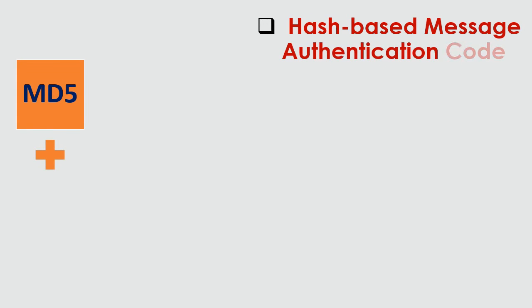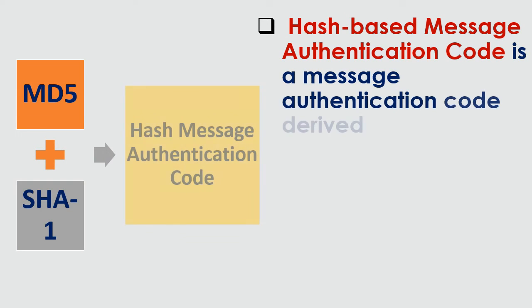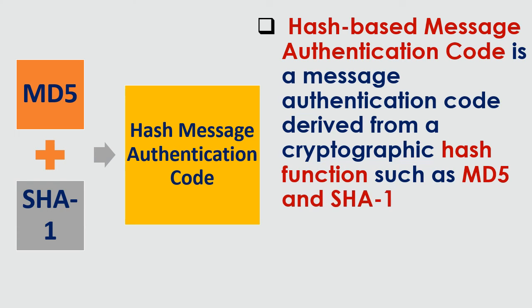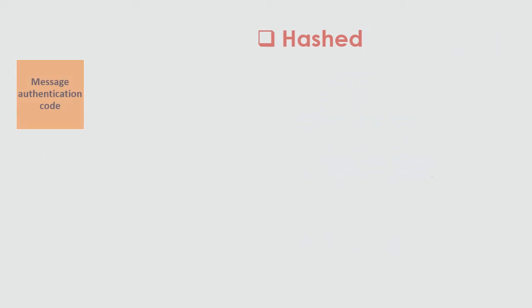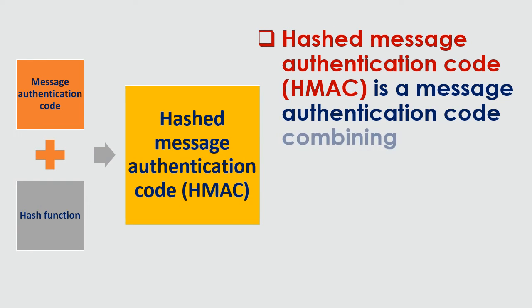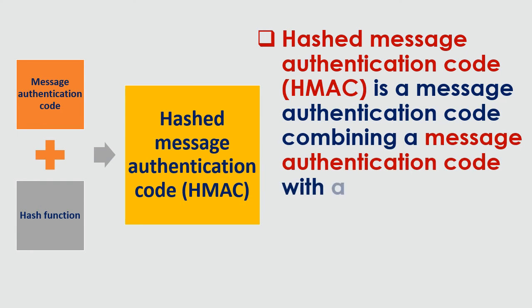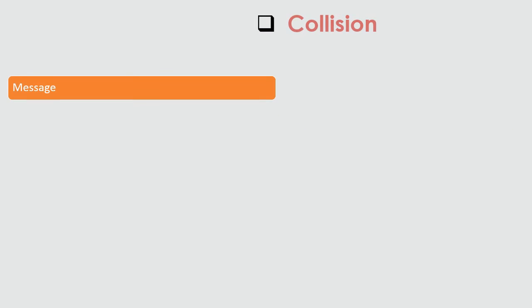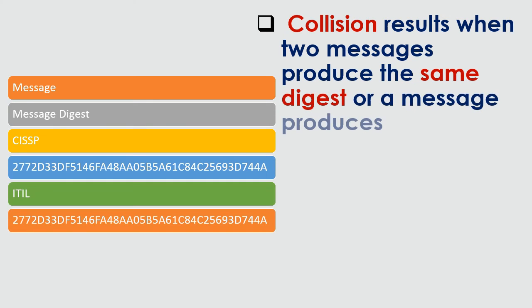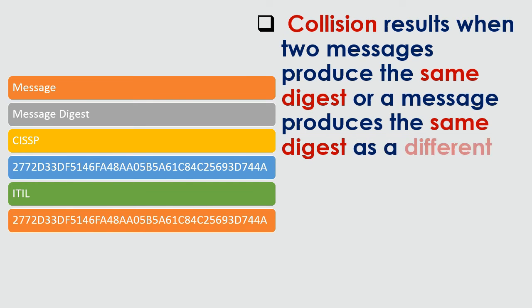Hash-based message authentication code is a message authentication code derived from a cryptographic hash function such as MD5 and SHA-1. Hashed message authentication code, HMAC, is a message authentication code combining a message authentication code with a hash function. Collision results when two messages produce the same digest or a message produces the same digest as a different message.